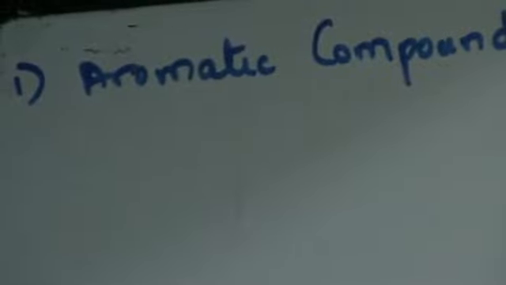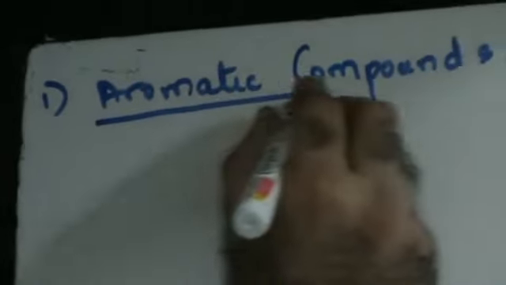I'm Sunil Mirwani and today we'll be doing this chapter called aromatic compounds. Let's see this. Now, what do we understand by aromatic compounds? Aromatic compounds are organic compounds containing at least one benzene ring in their molecules, right? So what are aromatic compounds?